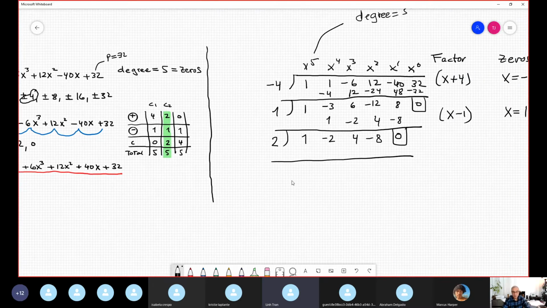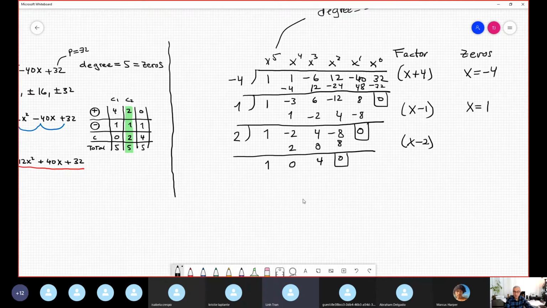Okay. Bring down 1. Multiplication is 2. Subtraction is 0. Multiplication is 0. 4. And 4 times 2 is 8, positive. 0 remainder. Now the factor: I discovered that the factor x minus 2 belongs to the polynomial, that the 0 is positive.